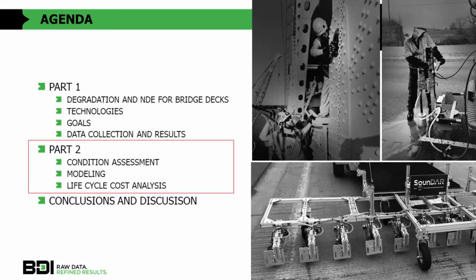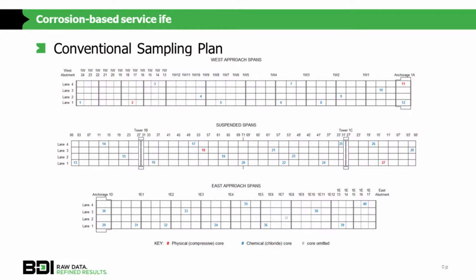So in the example project that we're discussing here, we did all of that sort of data collection, and then in this case, clearly we had situations that needed attention, so we were doing a more detailed assessment. So we complemented the rapid NDE work with a conventional sampling plan. So we did core sampling along the length of this bridge. And you can see the bridge is 4 lanes wide.